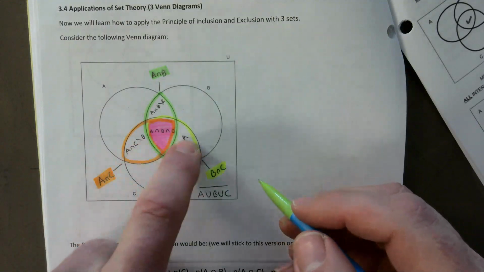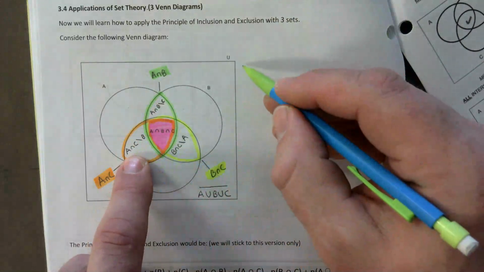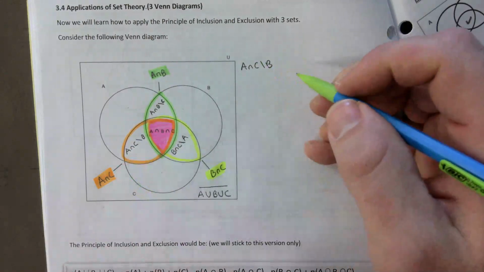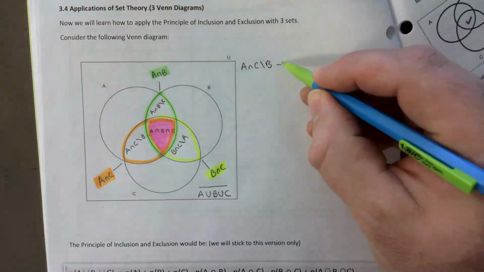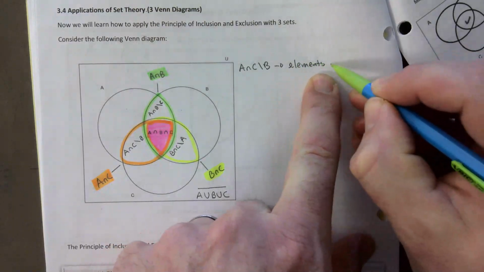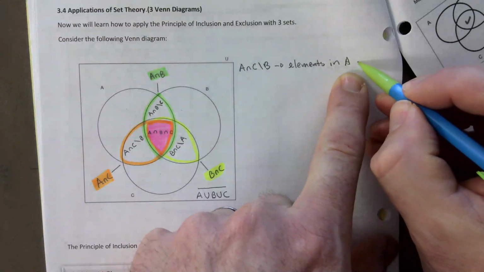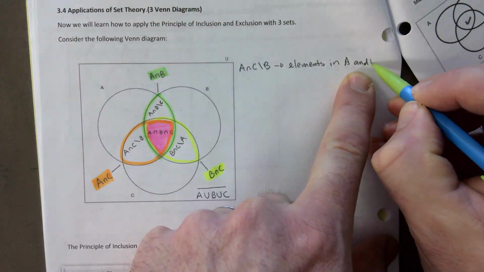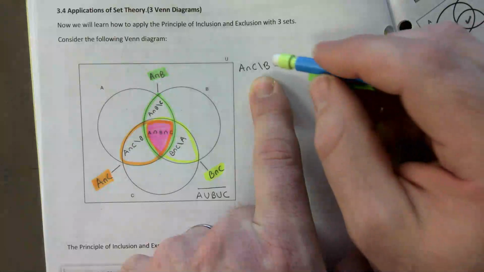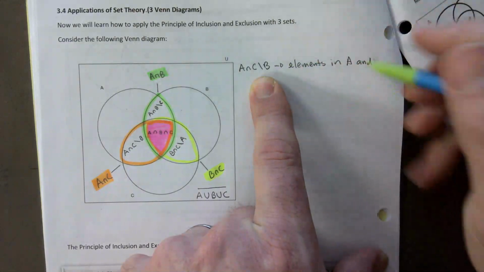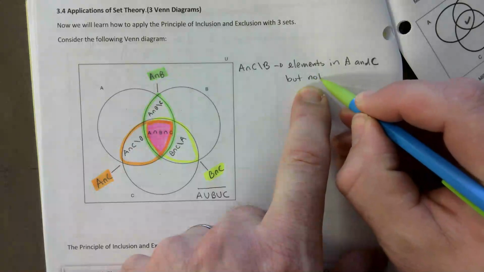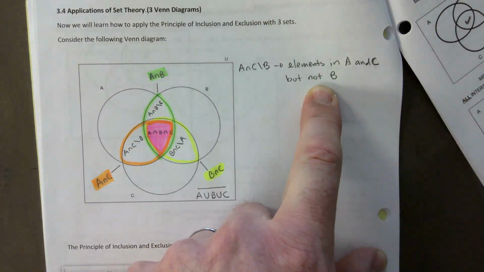I won't do every single section here, but I'll just take this one for example. A and C, but not B. This is what the question could say. Or it's basically saying elements in A and B, sorry, A and C, thank you. A and C, but not B. That's what that is saying.